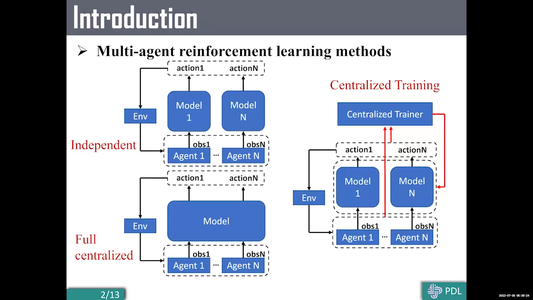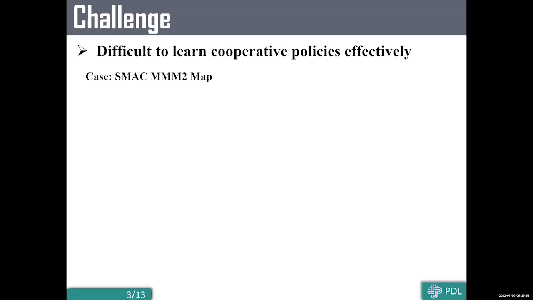Recently, algorithms with centralized training receive broad attention and achieve great performance. The red arrow in the figure denotes the training process, and the black ones refer to the execution process with the trained model. The execution process can be decentralized or centralized. However, multi-agent systems contain a group of agents interacting with each other, and there are still some challenges for research in this field. The first challenge is that it is difficult to learn cooperative policies effectively.